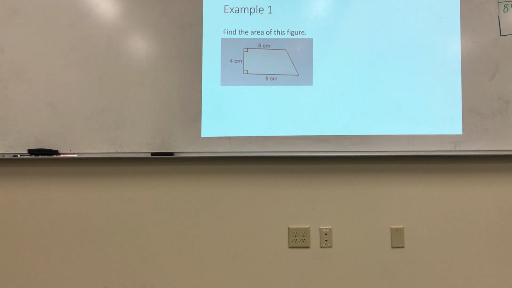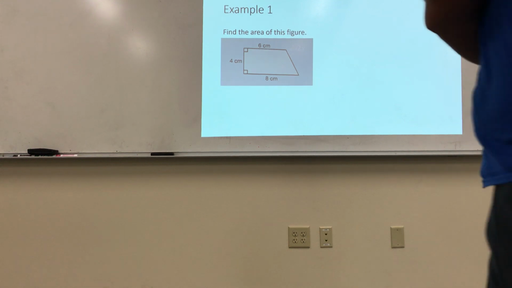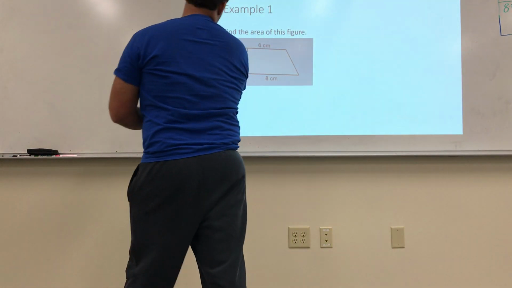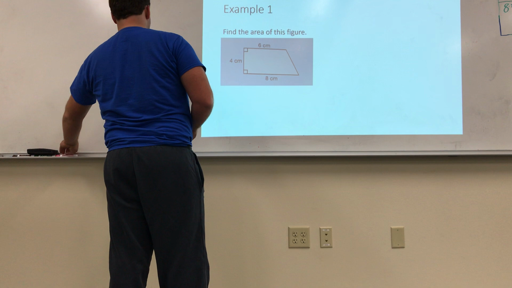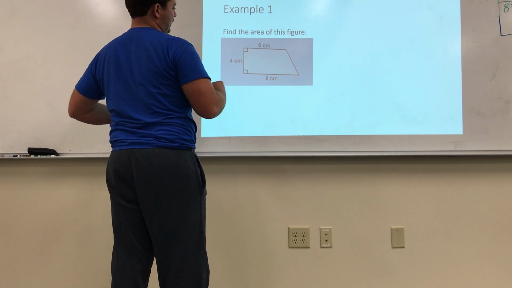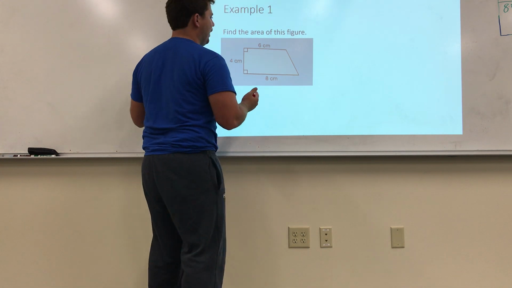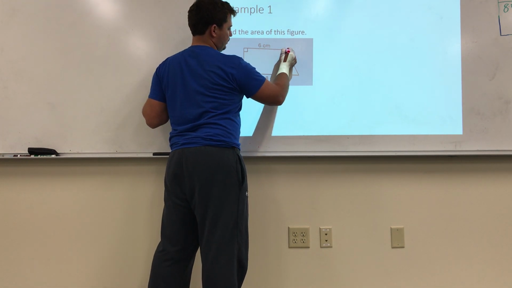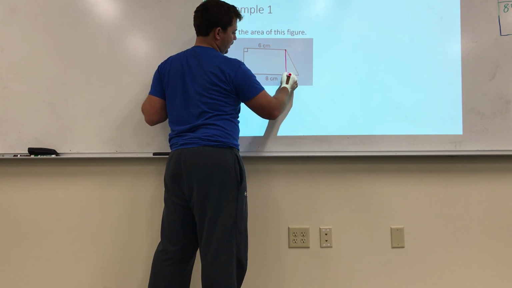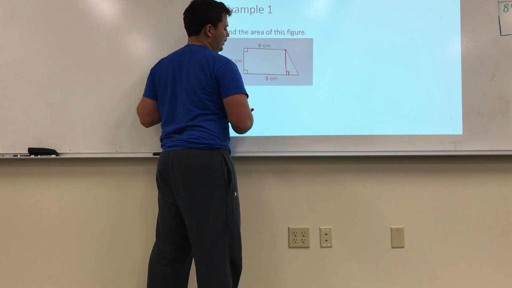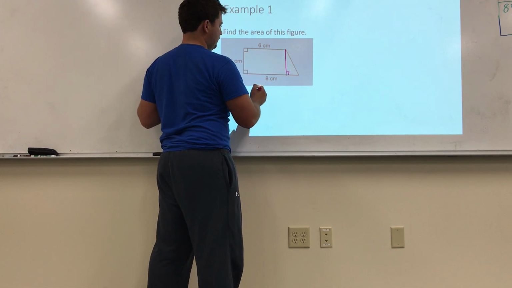Alright, find the area of this figure. Now, this can be done very easily one way, another way not so easy. What we have here is kind of, I don't know if I'd call it quite a trapezoid or not, but I'm going to split it right here, which gives me a rectangle and a triangle.